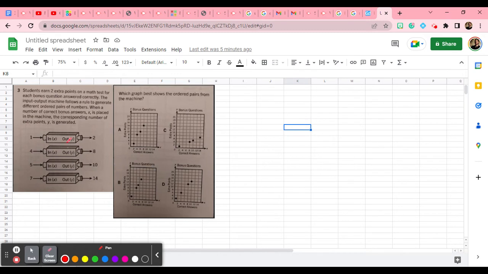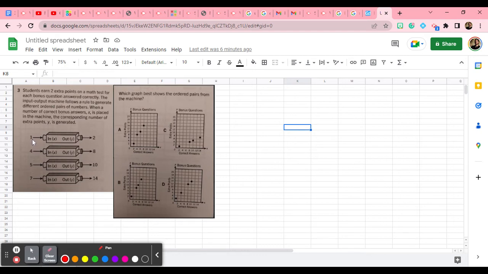And what we're looking at is it says students earn 2 extra points on a math test for each bonus question answered correctly. The input-output machine, that's this, follows a rule to generate different ordered pairs of numbers. When a number of correct bonus answers, X, is placed into the machine, the corresponding number of extra points, Y, is generated.